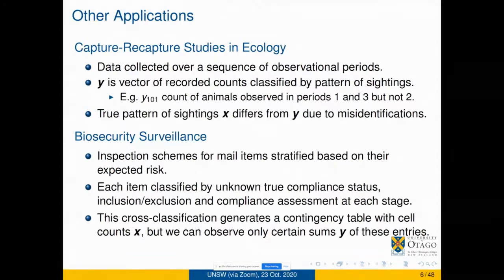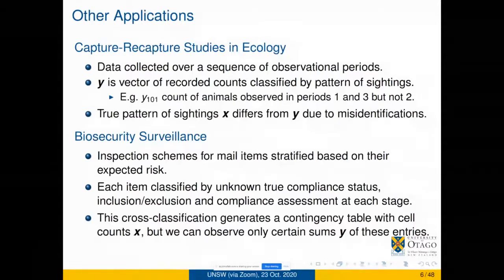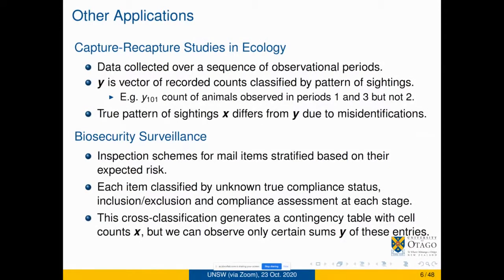Another example is in biosecurity surveillance. So what we've got here is, for example, mail items that are coming through, and you're interested in catching any of them which are biosecurity risks. You stratify them to start with based upon their expected risk, and depending upon the strata, you send them through a set of compliance tests, and that will vary for each item, say, dependent upon this prior estimate of expected risk. And so what you're going to end up with is a cross-classification of the outcome of each compliance check at each stage. That's what we'd like to know about, but we only observe a summary again of those data, and so again it's an example of a linear inverse problem.